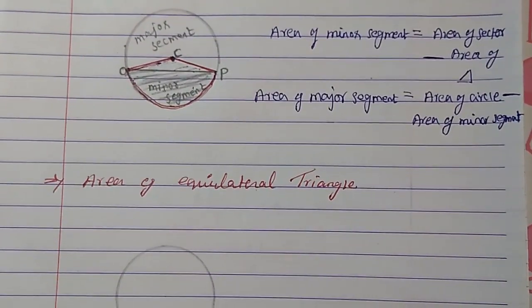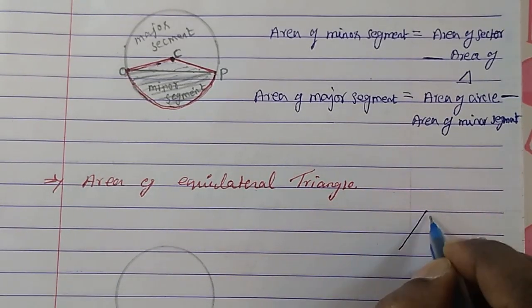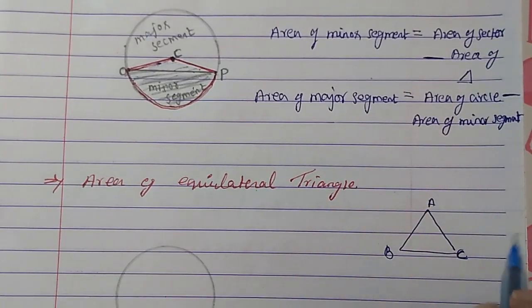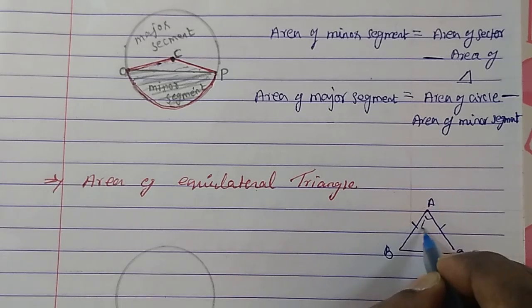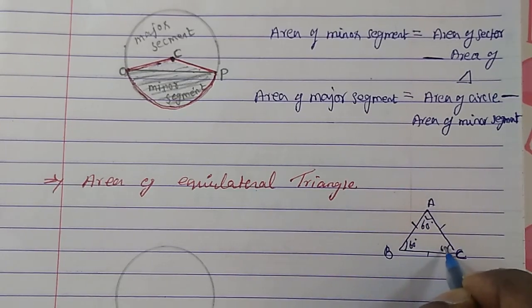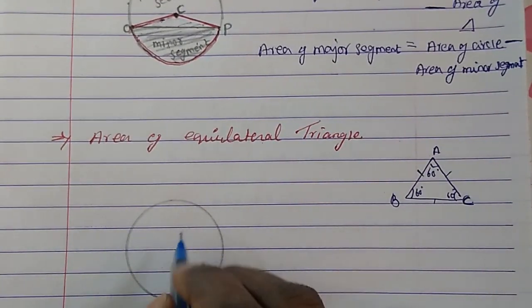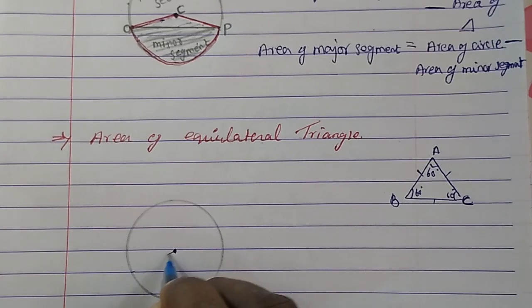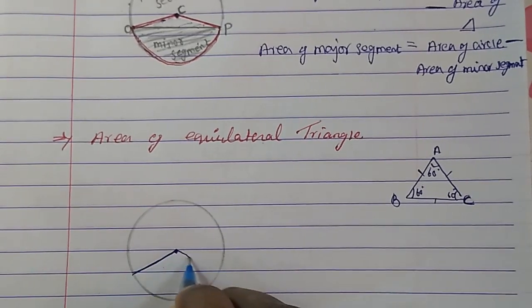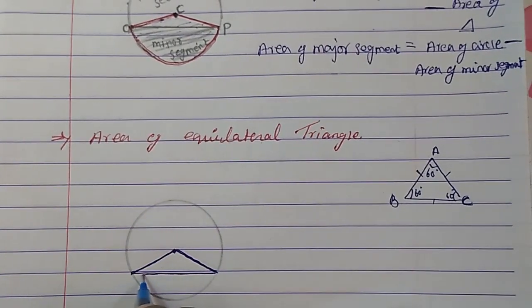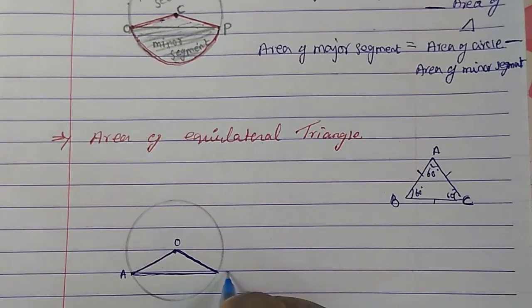Now coming to the area of an equilateral triangle. Let's take this triangle ABC. An equilateral triangle means all three sides are the same and all three angles are 60, 60 and 60. In a circle, both radii are the same. Then you join this point. Let's take O, this is A and this is B.